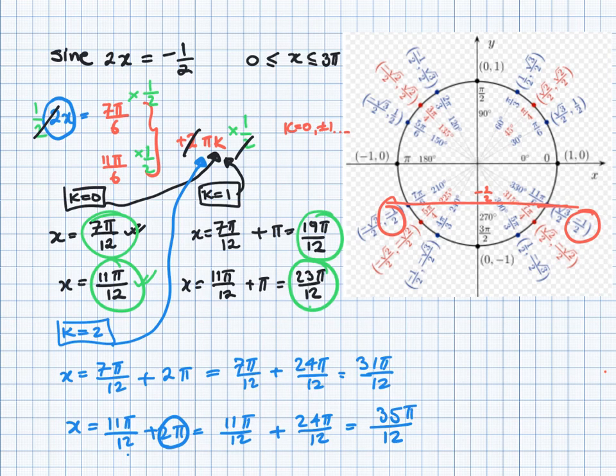Now we're going to check the domain, and we're going to have a look. Okay, so what do we have? 31 pi divided by 12. It is definitely less than 3 pi, because 3 times 12 is 36. So it is within the domain. So this is our solution. And let's have a look at this one here. 35 divided by 12 is close to 3 pi. So therefore it is within the domain, and we're going to say this one is a solution as well.